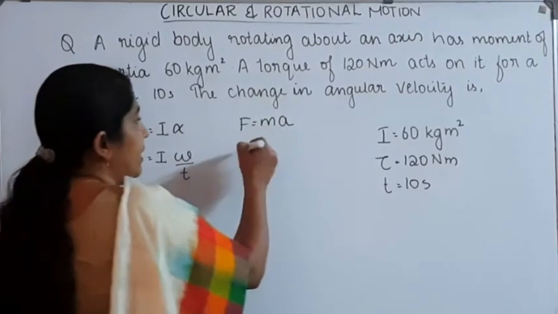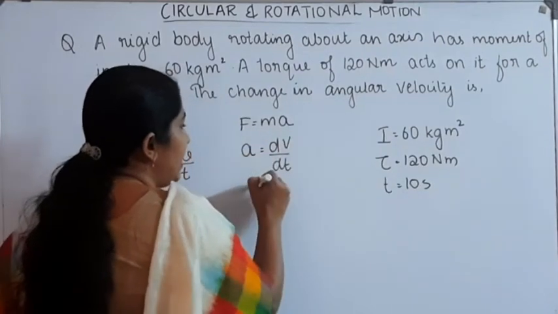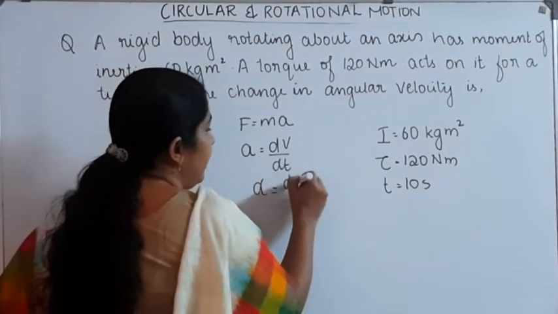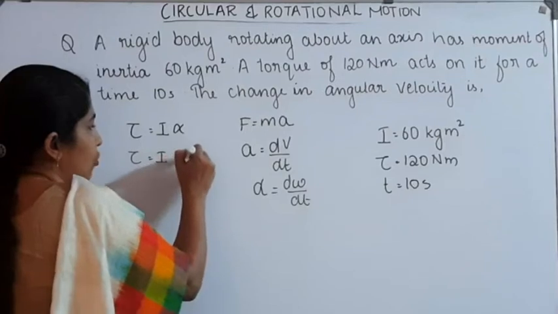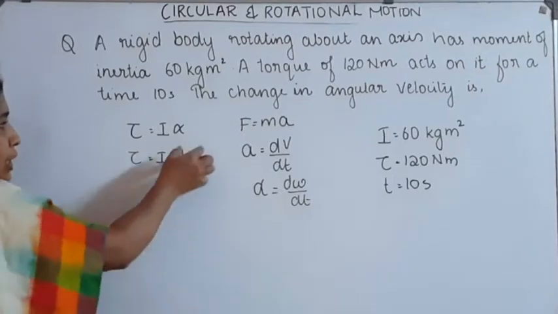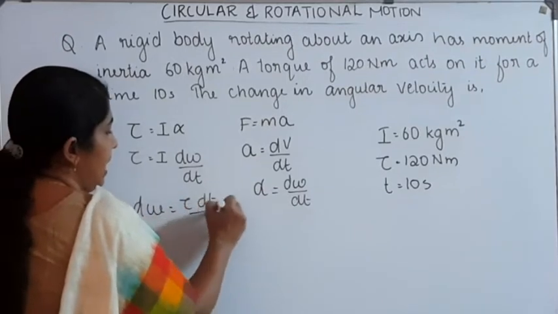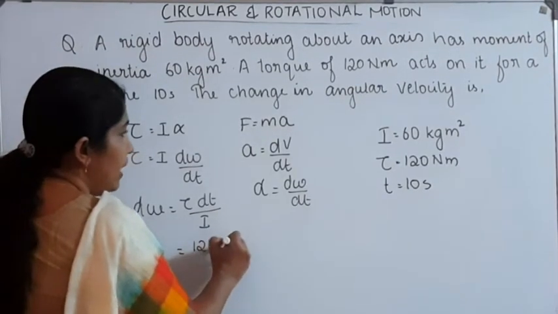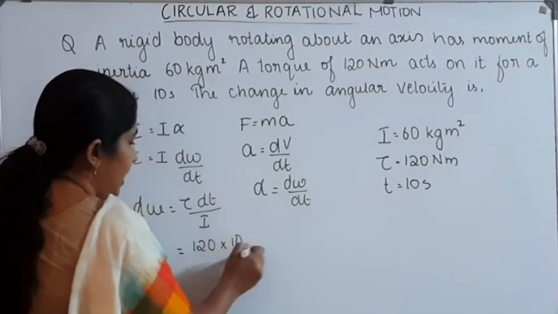Just as acceleration a is the rate of change of velocity, angular acceleration alpha is equal to d omega divided by dt. We want to find the change in angular velocity, d omega. Then d omega is equal to tau into dt divided by I. Tau is equal to 120 Newton meter, into dt, the time interval of 10 seconds, divided by I.